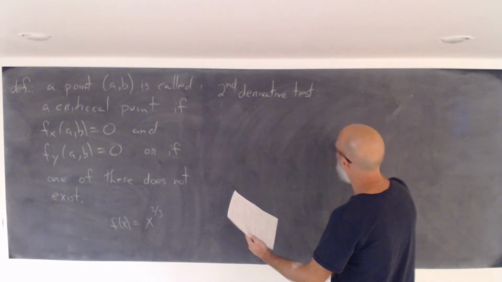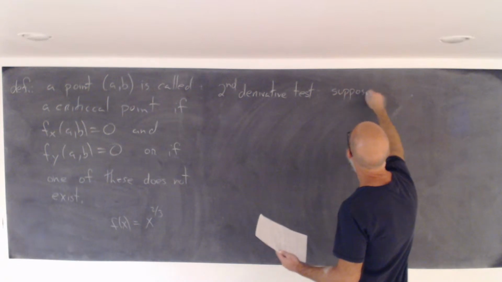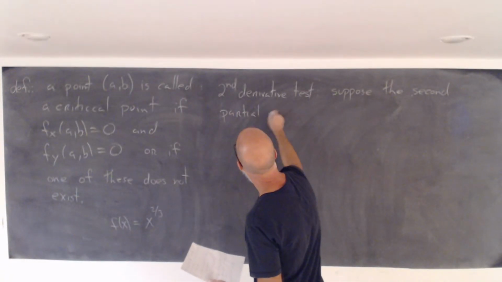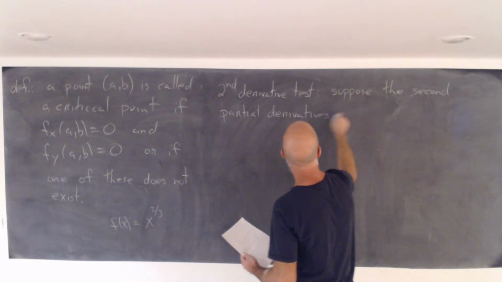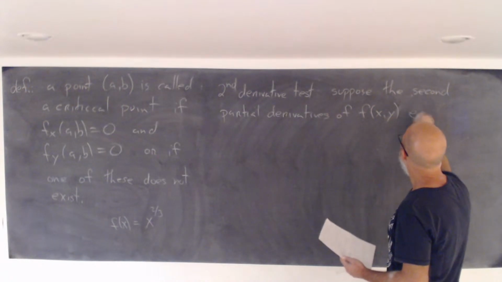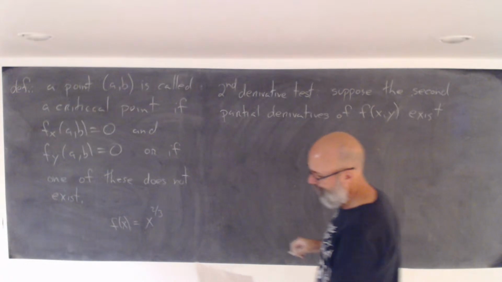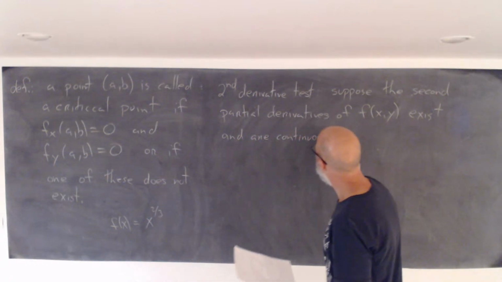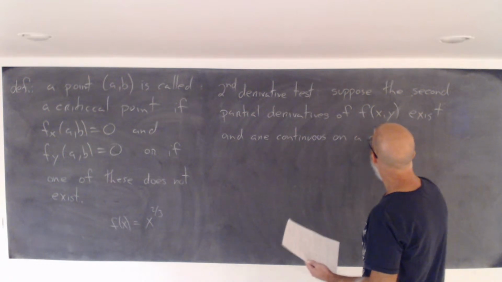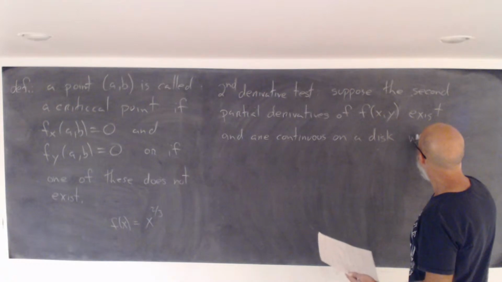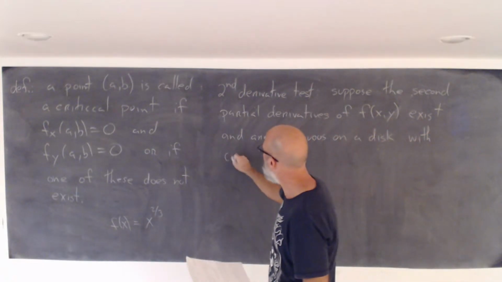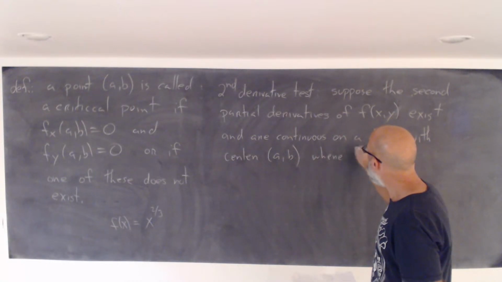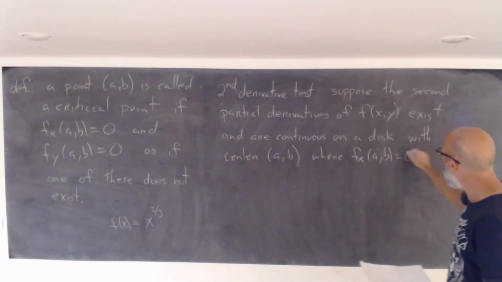Suppose the second partial derivatives of f exist and are continuous on a disk with center (a, b), where the partial derivatives are equal to 0 at (a, b).